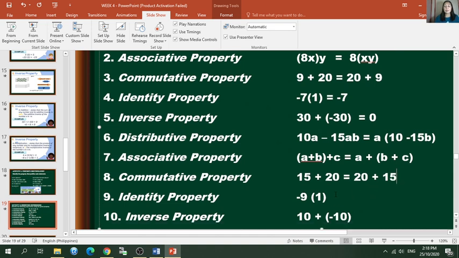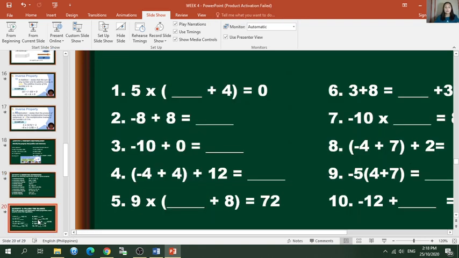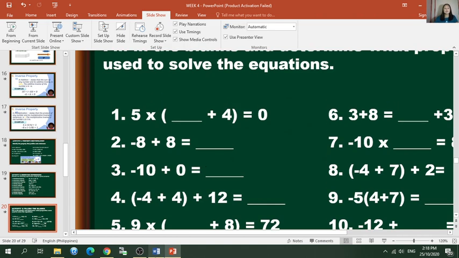Next, identity property. Any number multiplied by 1, and that is multiplicative identity property. So this is equal to negative 9. And for number 10, we have any number added by its inverse, because it is an inverse property, is always 0.